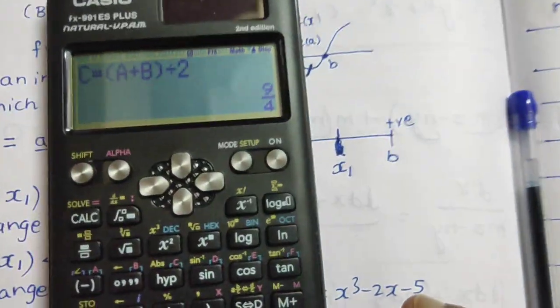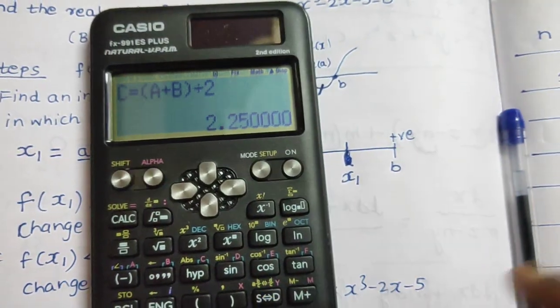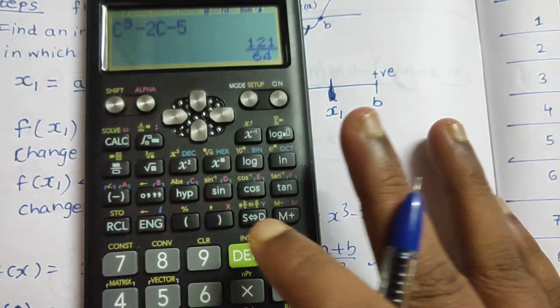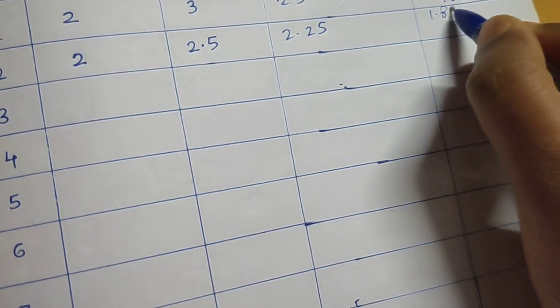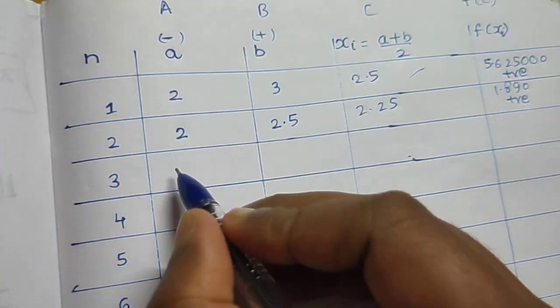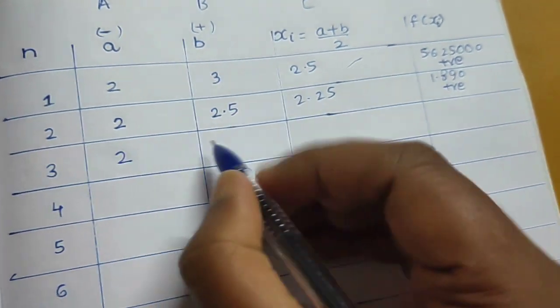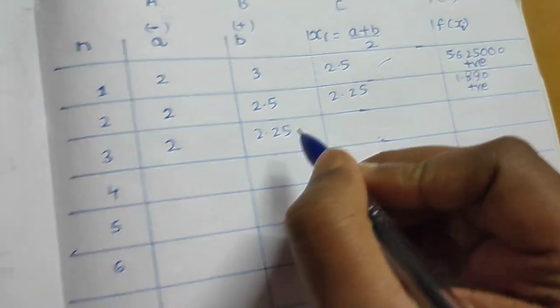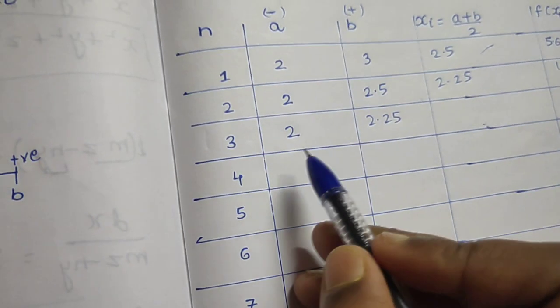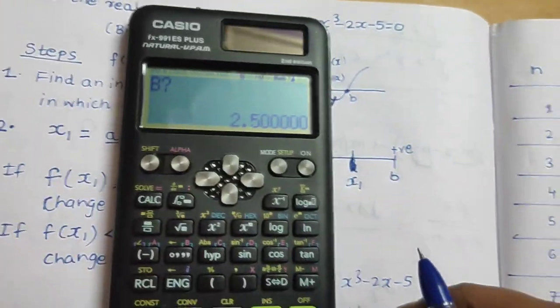So the value they are giving is 9 by 4, which is 2.25. The value of the function is roughly 1.890, equal to 120. I don't need the exact value. This is positive again, so I will have to change the value of B. A remains as it is, and B changes to 2.25. Again equal to A value, I don't need to press 2 because 2 is already there. Just need to change B value, which is 2.25 now.